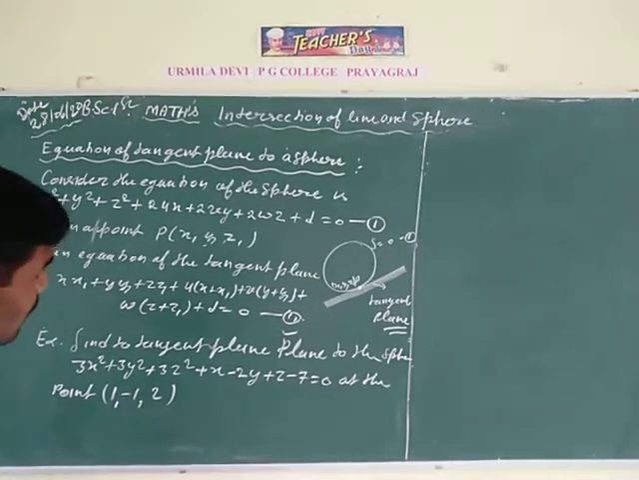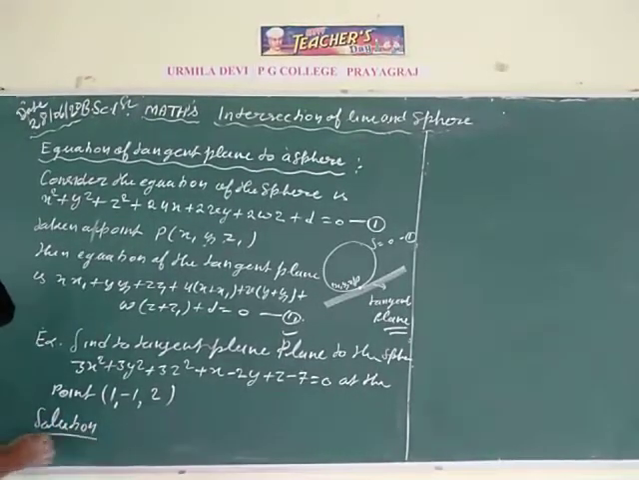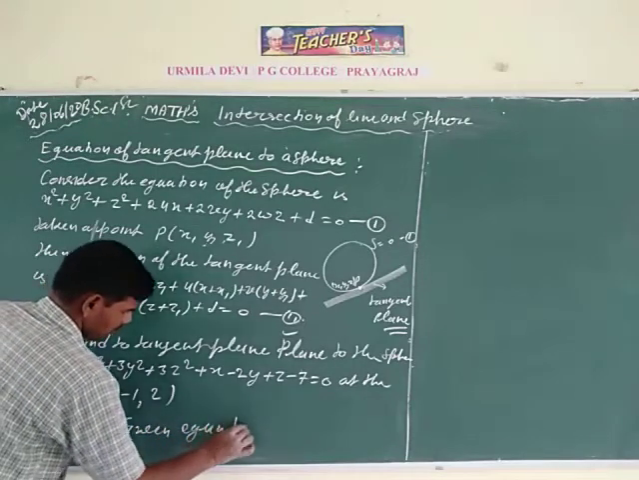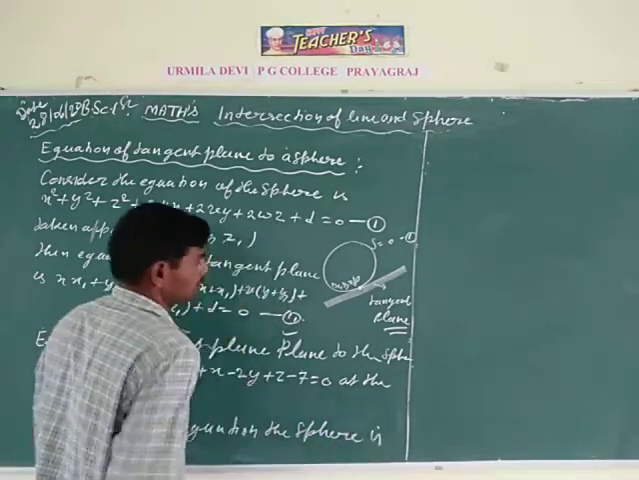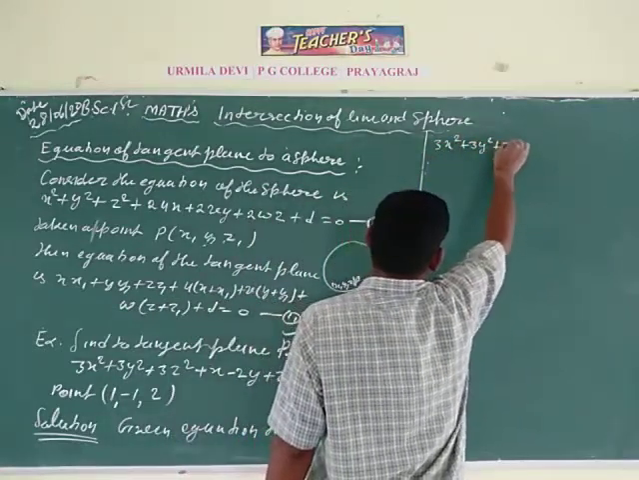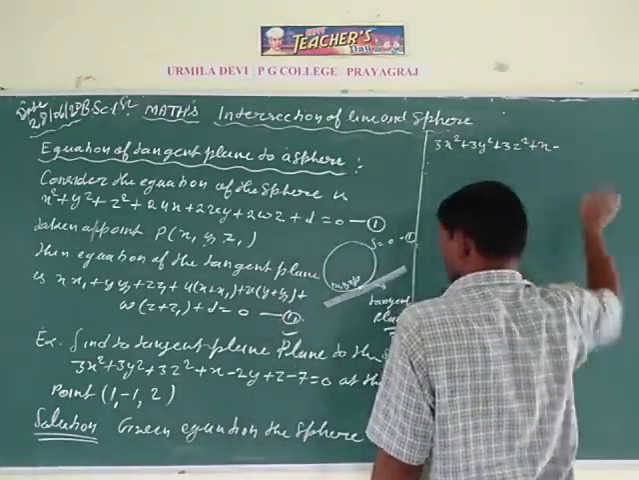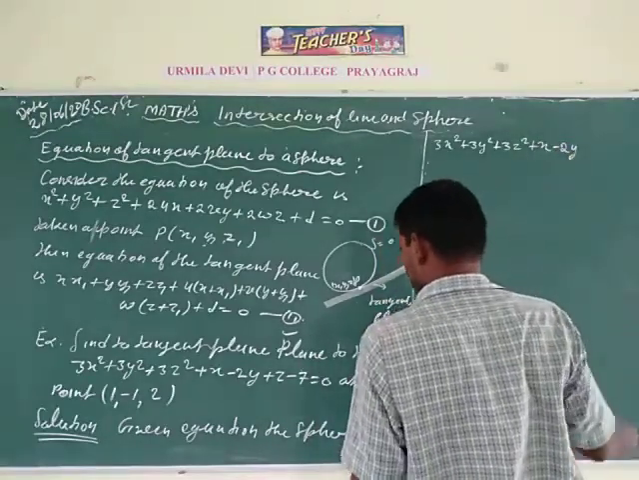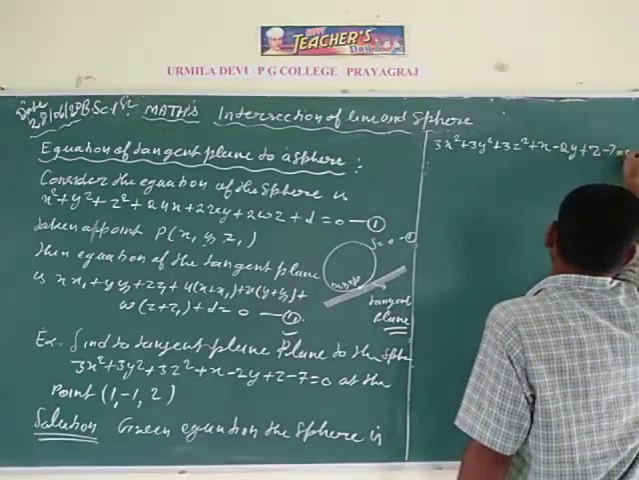For this, write the solution. The given equation of the sphere is 3x² + 3y² + 3z² + x - 2y + z - 7 = 0.